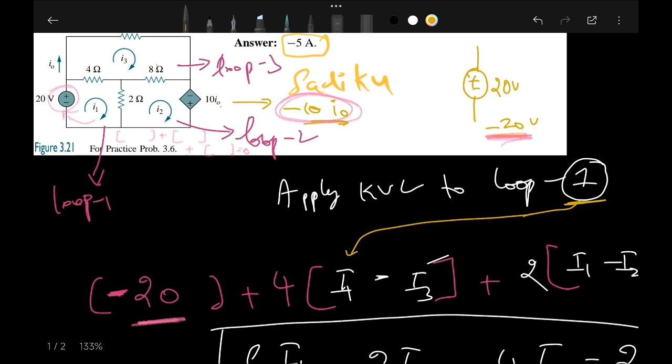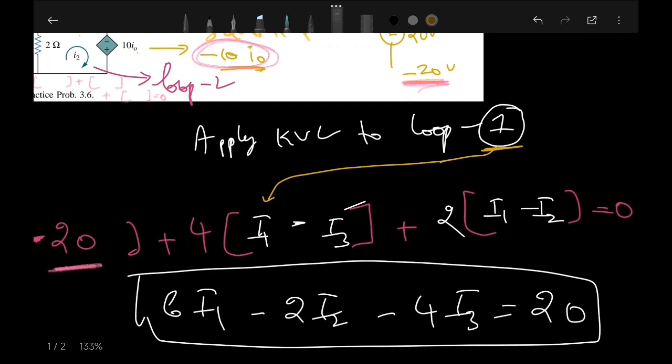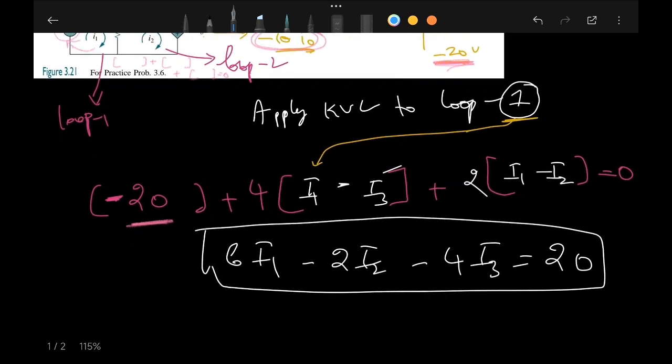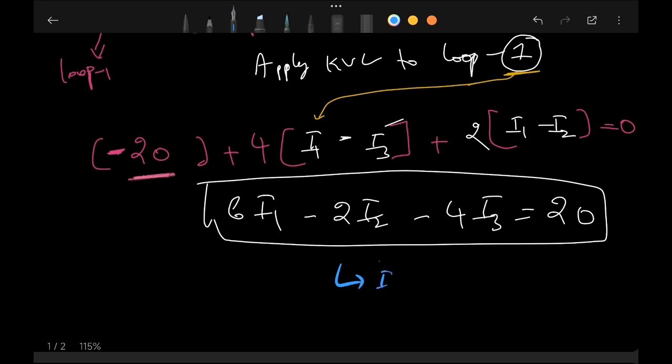And the last one: the 2 ohms is also shared by both loop 1 and loop 2. That's why the voltage is 2 into the current, and the current is I1 minus I2. Why only I1 minus I2? Because I am applying KVL to loop 1, so my current I1 is higher than any other current in the loop. On simplifying, my equation is 6I1 minus 2I2 minus 4I3 equals 0. Let us say this is the first equation.